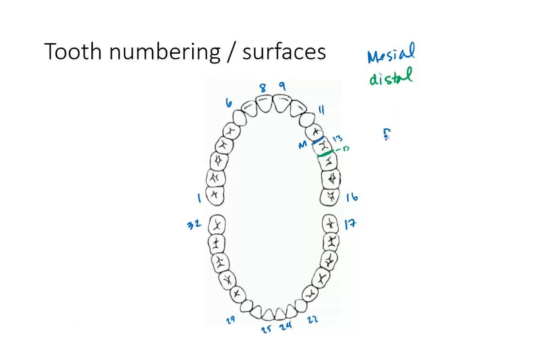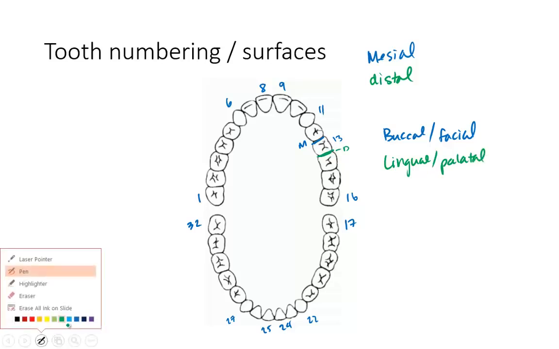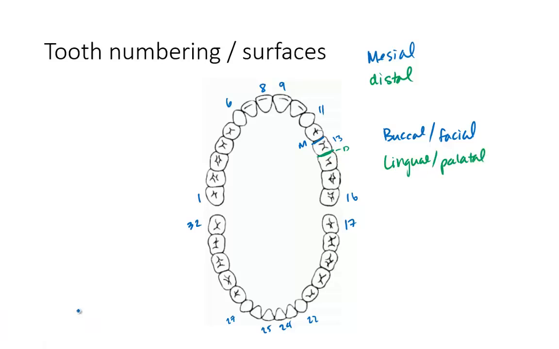Next, we're going to have the buccal or facial, and also lingual and the palatal. So buccal refers to the buccinator, so it's a surface that's closest to the cheek. And that refers to posterior teeth. So if I were to talk about 15 right here, the buccal surface is going to be right here. And facial is the same thing except it's for anterior teeth.